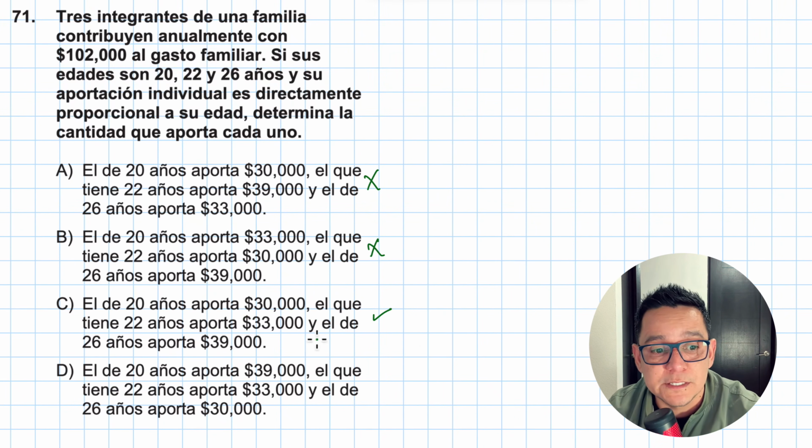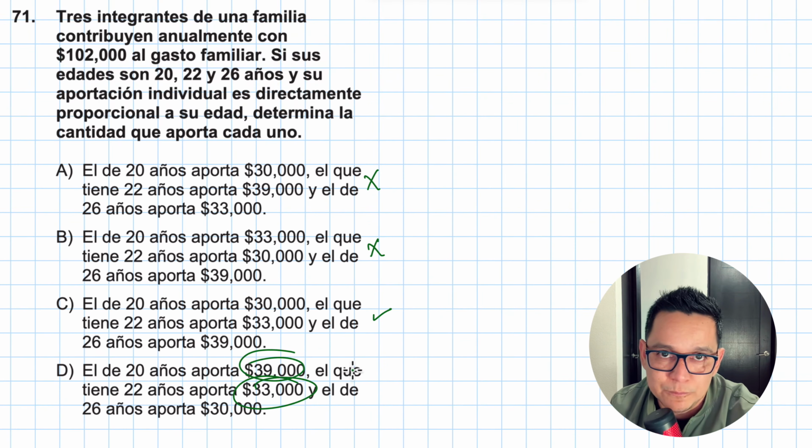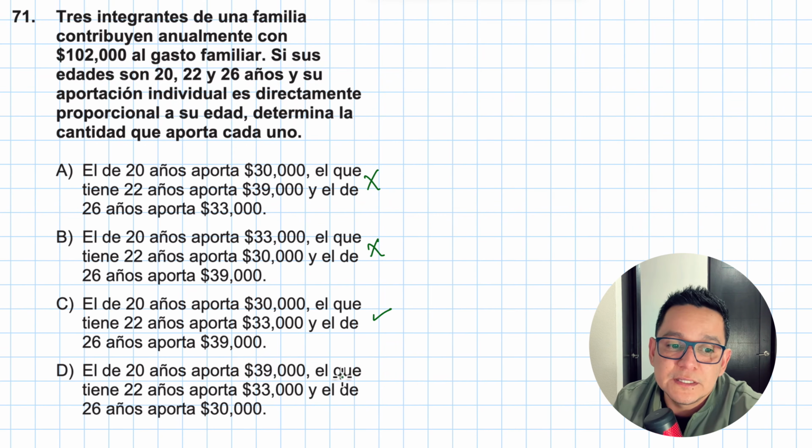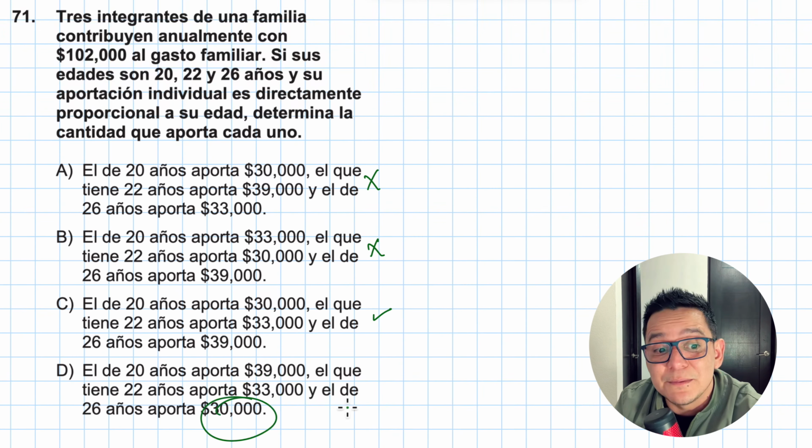The last one says the 20-year-old contributes 39,000. The 22-year-old contributes 33,000. No, it can't be that the 20-year-old contributes more than the 22-year-old, right? And it also says that the 26-year-old only contributes 30,000. But honestly, that's not right. So the only one that can be the solution is option C.